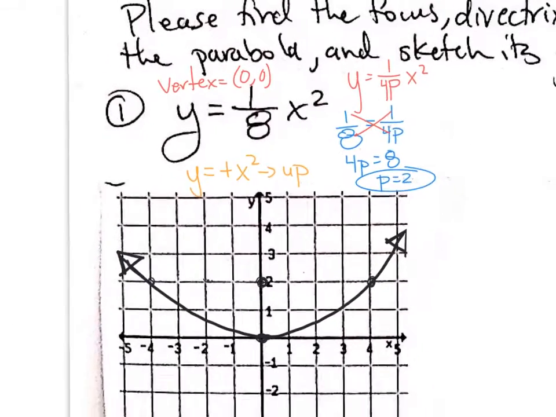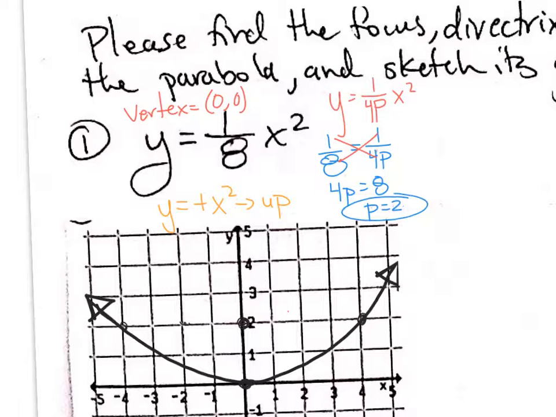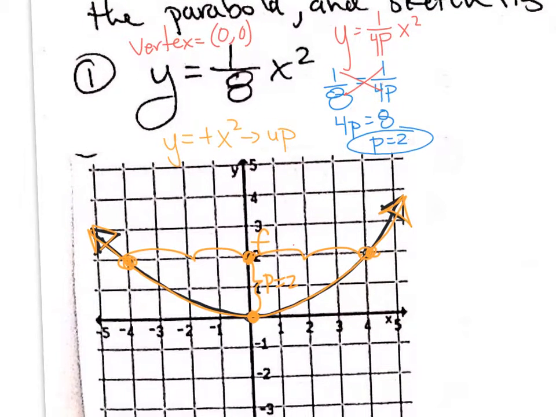So our graph looks something like this, where we have our vertex right here, and then up to, this is our focal point. And notice how p, that distance, is 2. And then I went 2p out and 2p out, and then I drew the parabola. Voila! So here's our focal point, and this is at 0, 2.